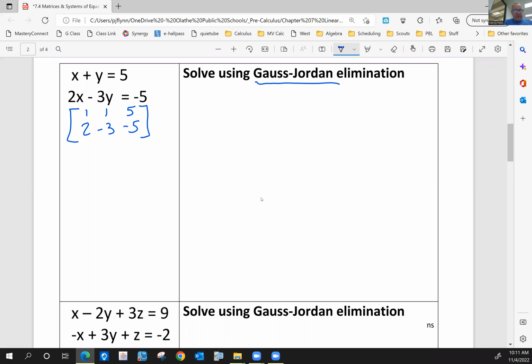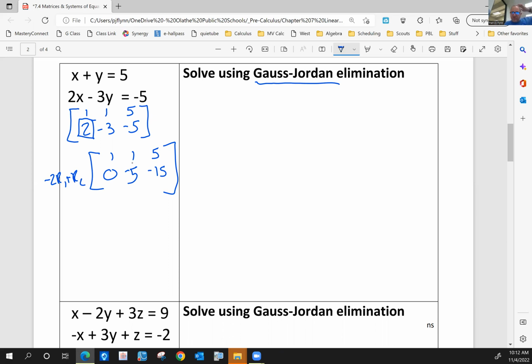Okay. Now for the Gauss-Jordan method, we're still going to do the same route, try to get that number to be a 0, right? So we will do -2 times row 1 plus row 2. So -2 times 5 is -10, plus a -5 is -15.